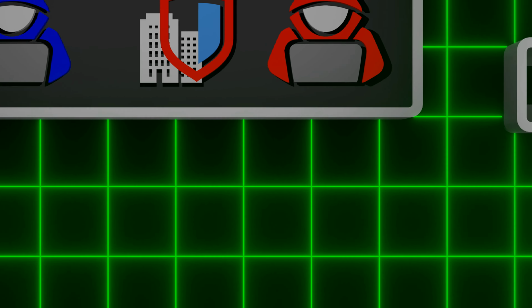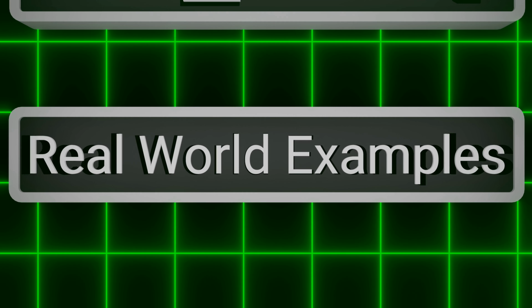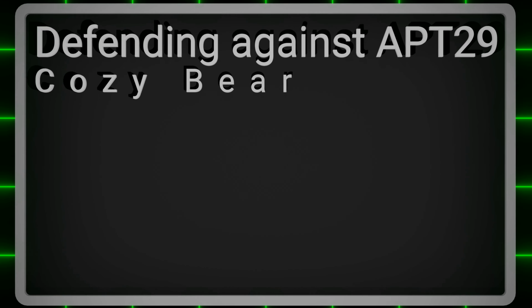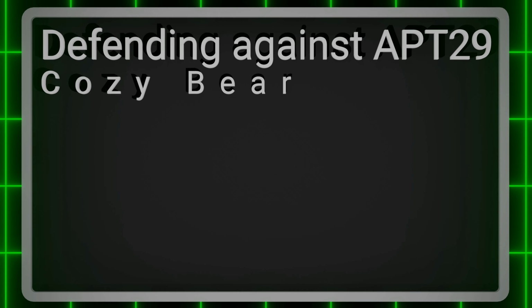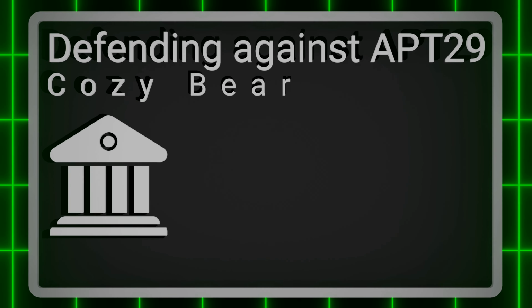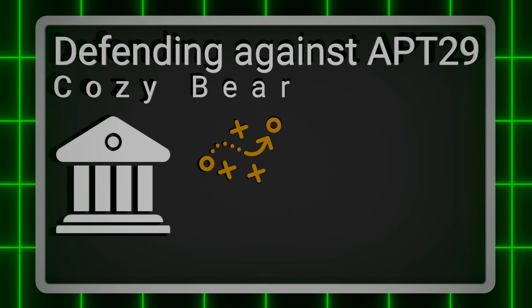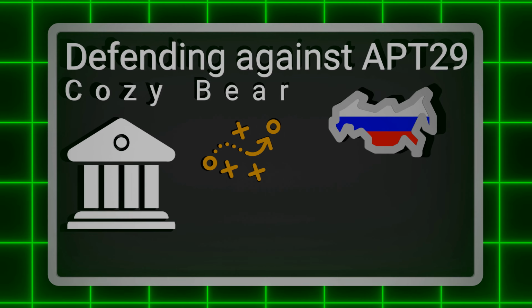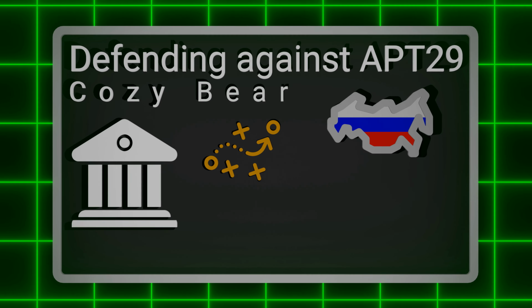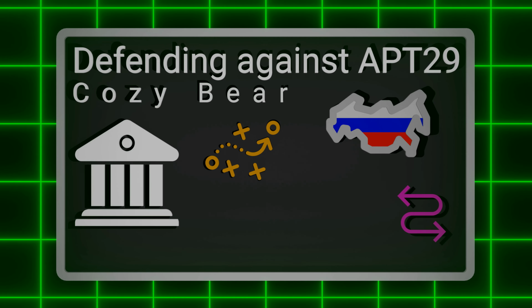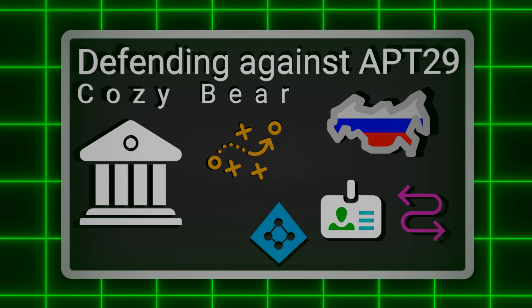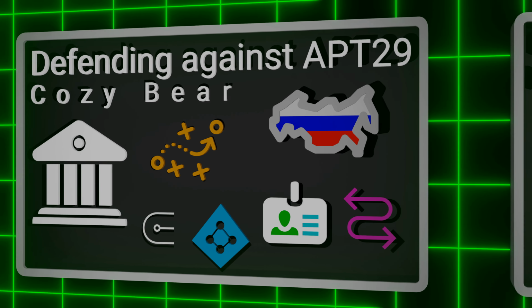To give you a clearer picture of how powerful MITRE ATT&CK can be, let's look at a few real-world examples where it was used to either defend against or to simulate attacks. Case study: defending against APT29, Cozy Bear. A financial organization used the MITRE ATT&CK framework to map the tactics and techniques used by APT29, a well-known Russian threat actor. By aligning their defenses with the ATT&CK framework, they were able to identify gaps, particularly around lateral movement and credential access techniques. This led to an overhaul of their Active Directory monitoring and an improvement in their EDR coverage.